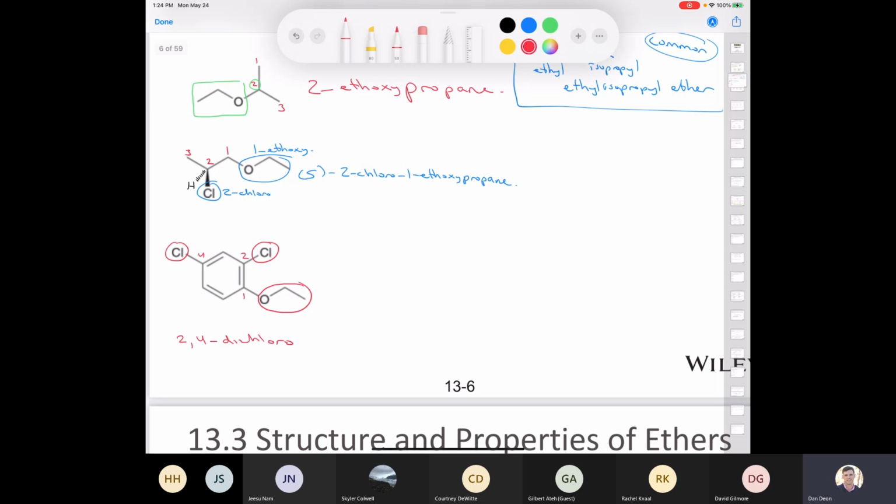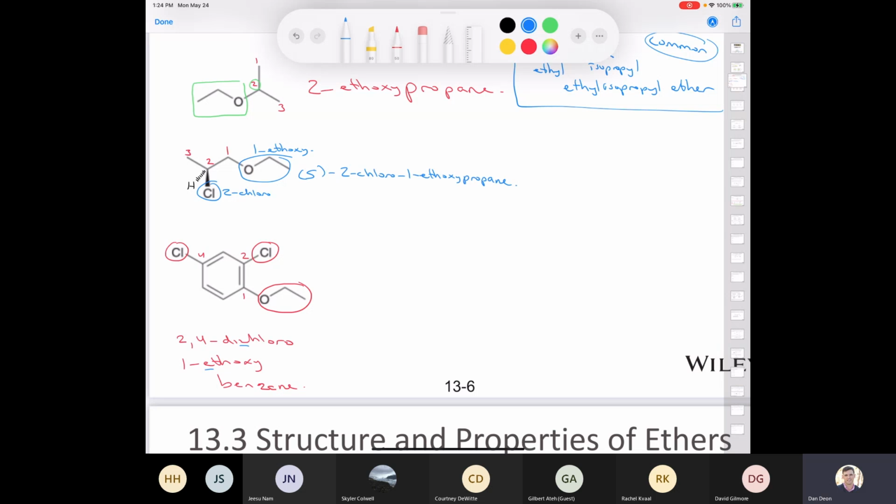Dichloro. There we go. We've got a 1-ethoxy, and we've got a benzene. So we've got to put all that together somehow to make a beautiful name for this molecule. Well, the di we ignore. We've got the letter C and we've got the letter E. So C comes before E. So let's put this all together.